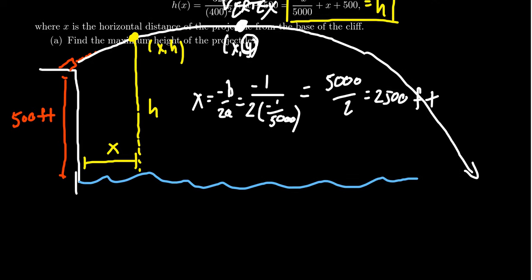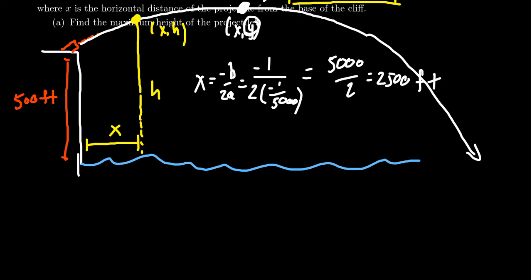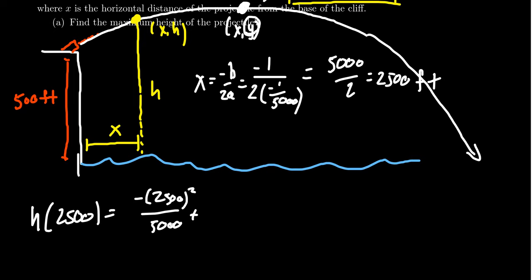The maximum height, though, to be computed, we have to then look at h of 2,500, which turns into negative 2,500 squared over 5,000 plus 2,500 plus 500. Don't have to be a hero. You could use your calculator to help you calculate this. It's not too difficult here, but this will just crunch out to be 1,750 feet.